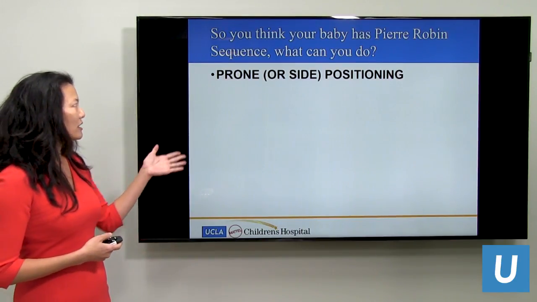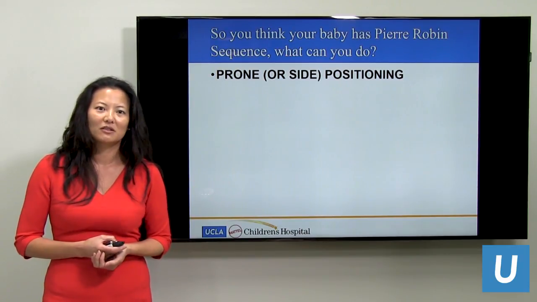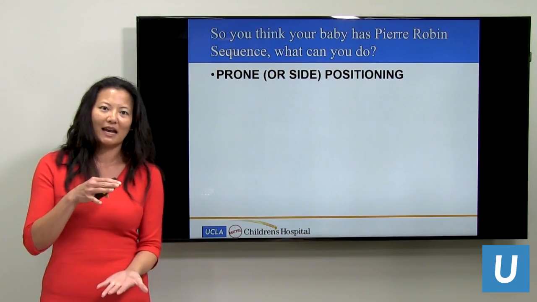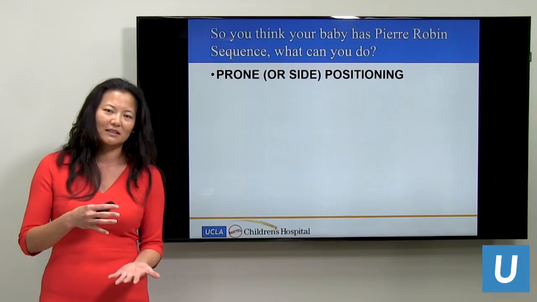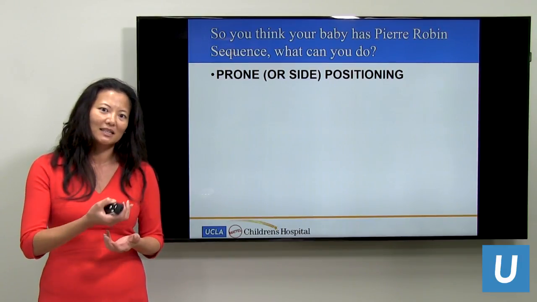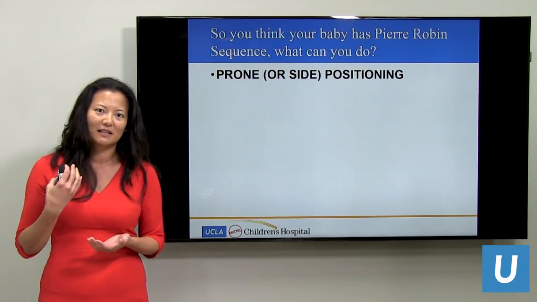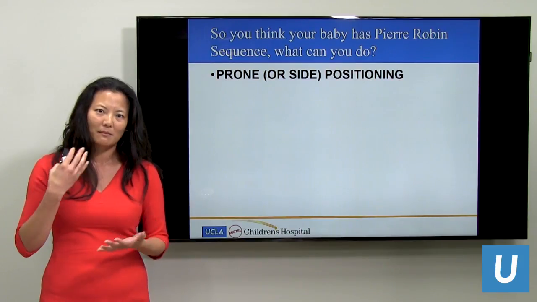The first thing you do is prone positioning or side positioning. Basically that means head down, face down, or on the side. And the reason is because, again, the tongue falls back and suffocates a child. So put the baby face down.